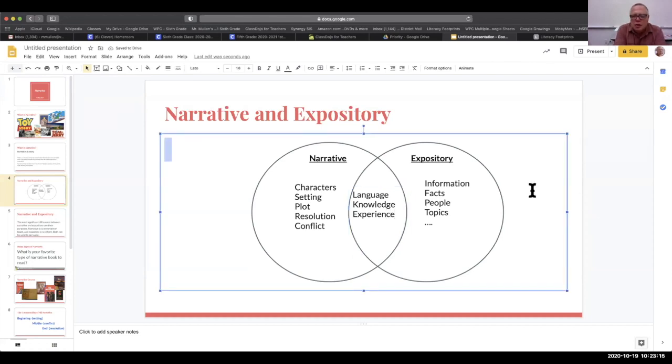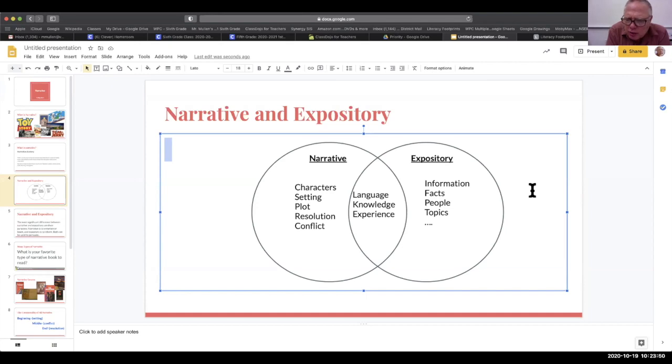Okay. You see, our language, our knowledge, and our experience helps us to understand both the expository, when we're looking for information, when we're dealing with facts, where we're trying to come up with solutions to problems. Narrative, we use the same things, language, knowledge, experience, when we're dealing with characters and setting, goals and plot, resolution and conflict. These are things that are particular to narrative, but we use the same things to understand them.